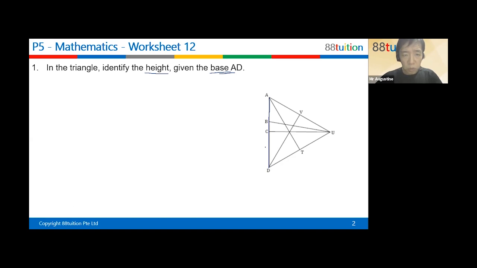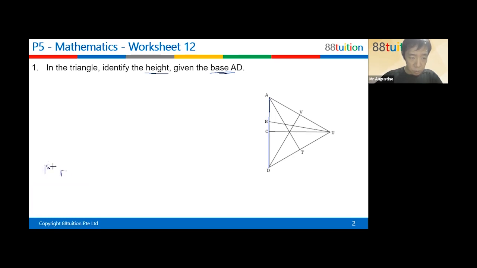So how do we know where the height is? The height, okay, the first rule is that it must always be perpendicular to the base. The base and height must be perpendicular, that means. Okay. All right. Yeah, those who have typed in the chat box, all of you are correct so far. Very good. Okay.